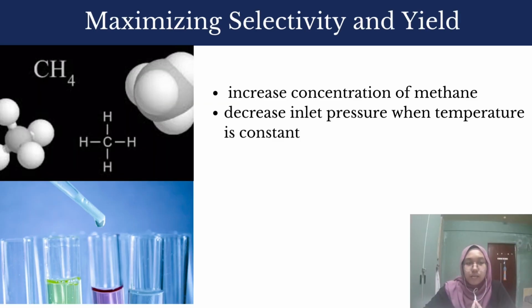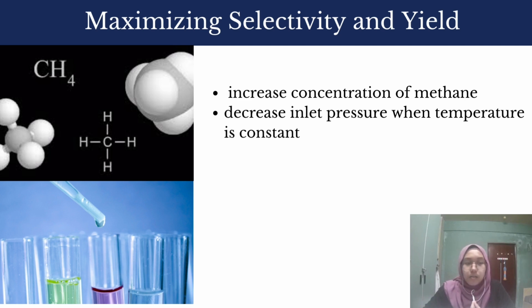The next part is the ways to maximize the selectivity and yield of hydrogen and minimize the side reaction. The first method is to increase the concentration of methane. As methane is the limiting reactant, the entire process depends on the concentration of methane in the system. So by this method, it can increase the yield for both reactions, SMR and WGS.